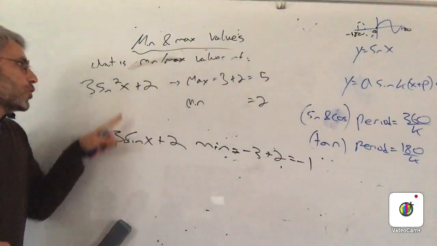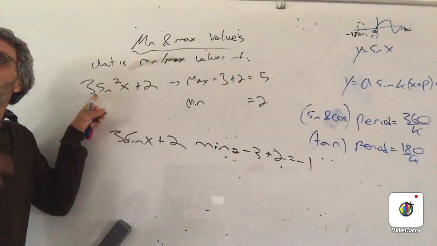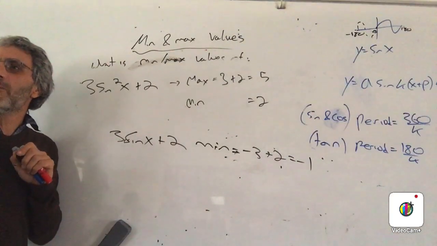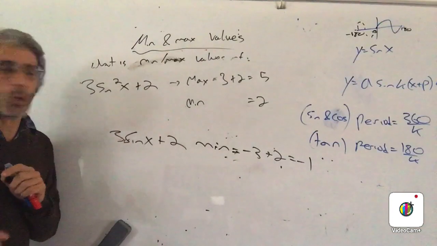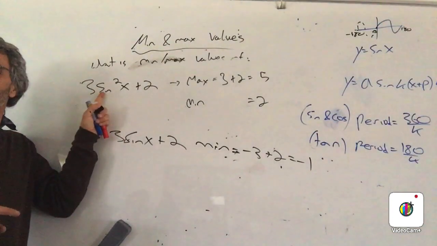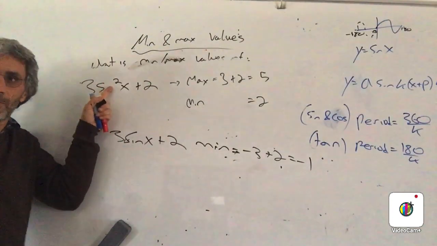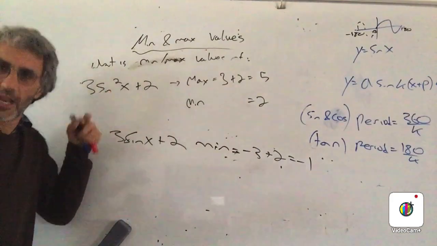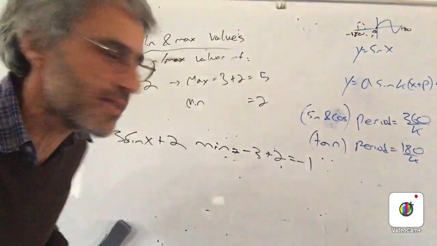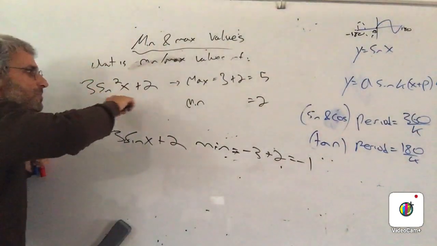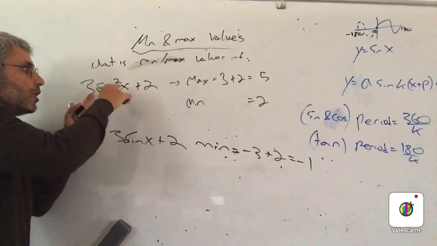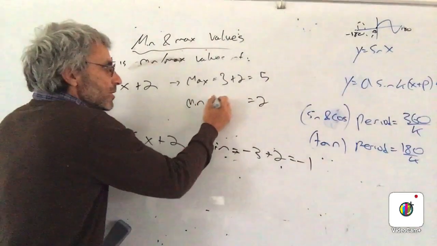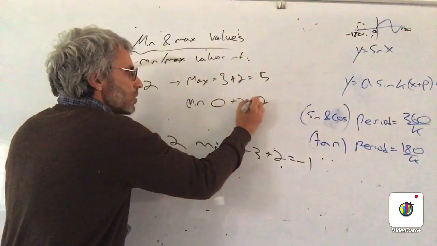But it's squared. So what's the minimum that sine squared can be? It's 0. The minimum that can be is 0. It could be 1, that's the maximum, but it can be lower. So the minimum of sine squared x is not negative 1. It can't be negative, but it can be 0. So it's 0 plus 2, and the answer is 2.